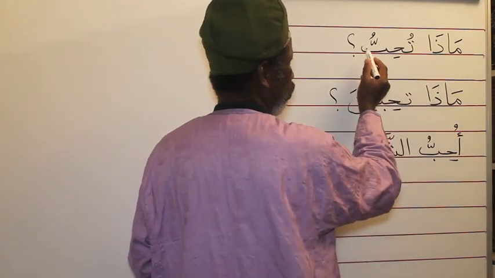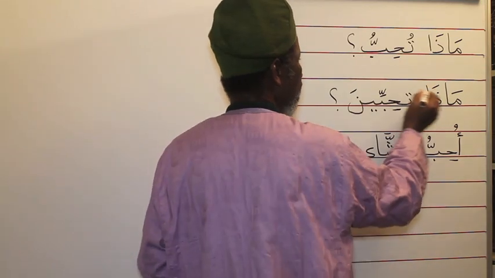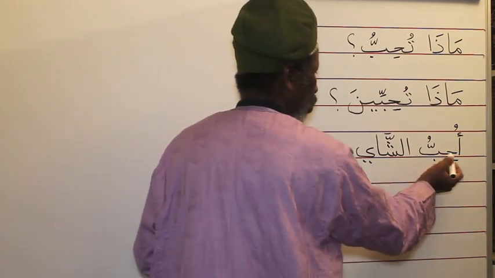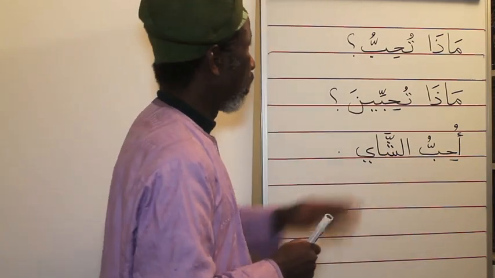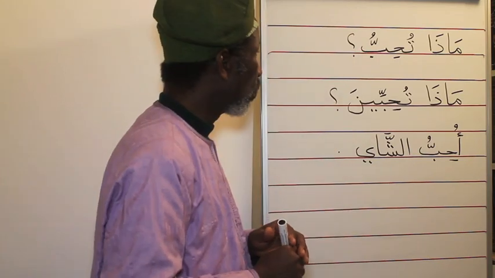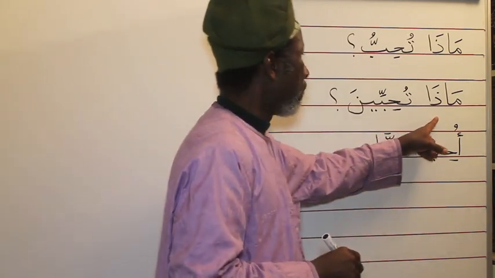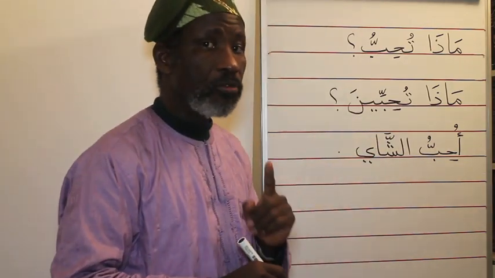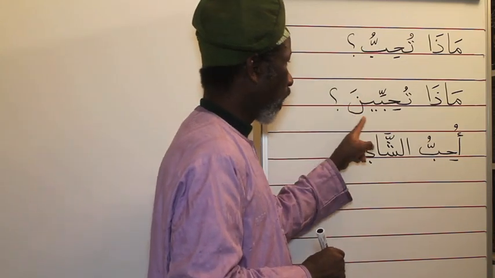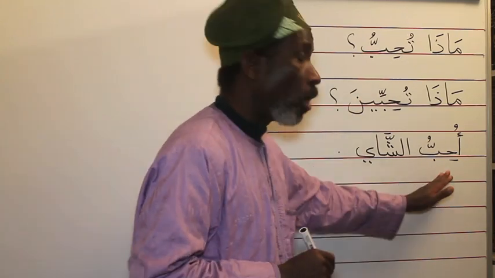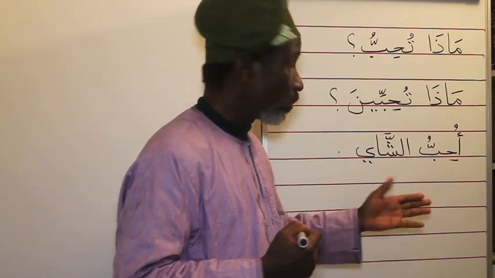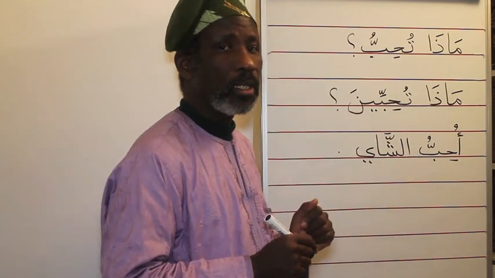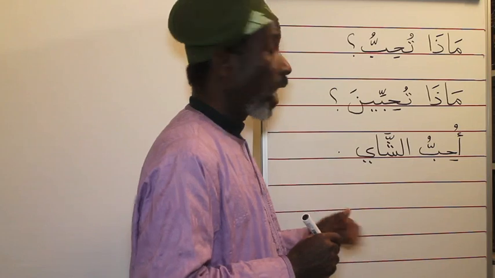Mada tuhibbu? Mada tuhibbina? Uhibbu shai. So mada tuhibbu, meaning what do you like? Mada tuhibbina? That's addressing a singular female. So tuhibbu becomes tuhibbina. The response as a first speaker, first person, is the same for both male and female, as you know. Uhibbu shai. I like tea. I love tea.